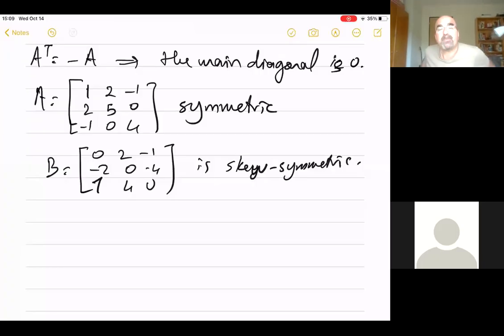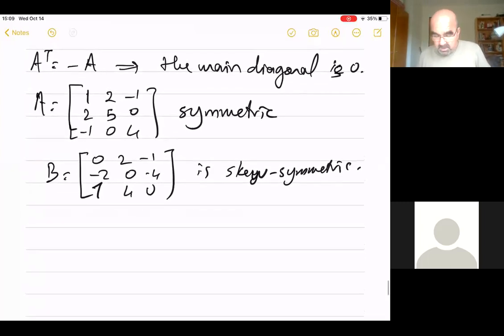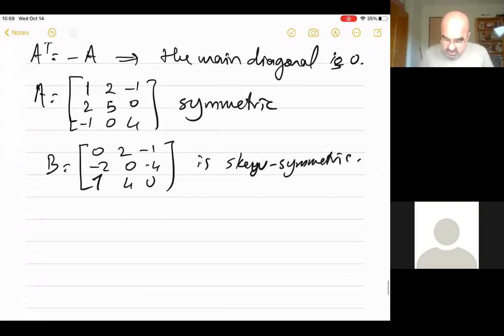Okay, let's continue with matrices. About matrices, I want to say one more thing about what's called the echelon matrix.